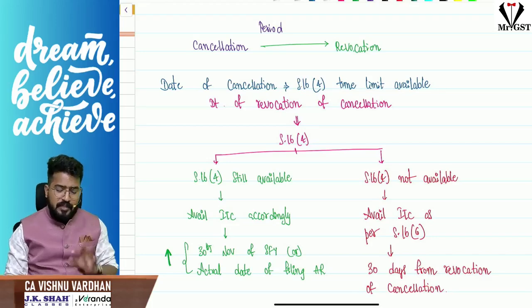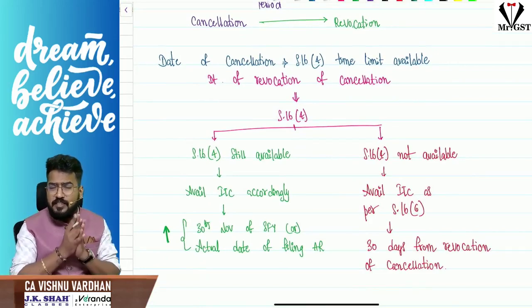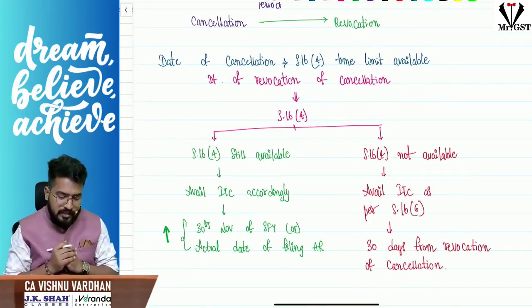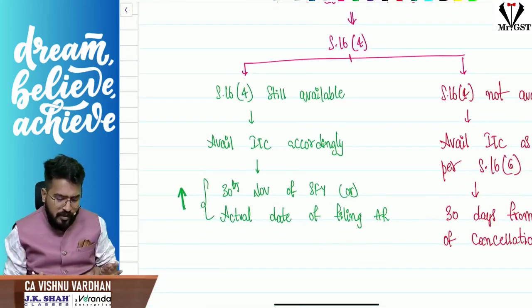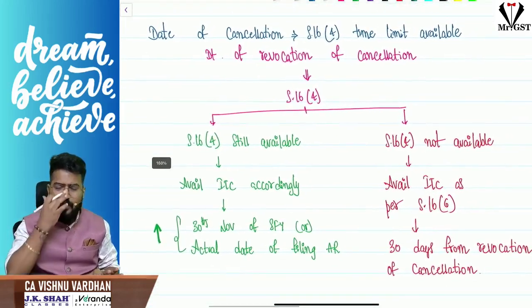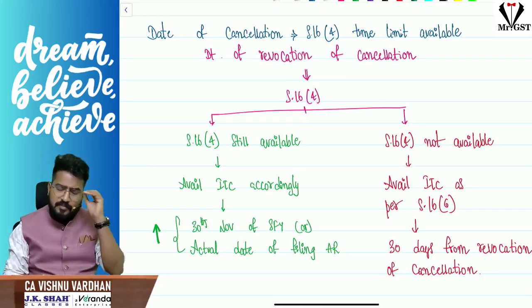Now for that period, what we have to understand is, at the time of cancellation, whether the 16 subsection 4 time limit was still available? Yes, sir. Then in such a case, please understand, avail ITC as per 16 subsection 4. Sorry, one second. So at the time of cancellation of registration, sir, whether the 16 subsection 4 time limit is available? Yes, sir.